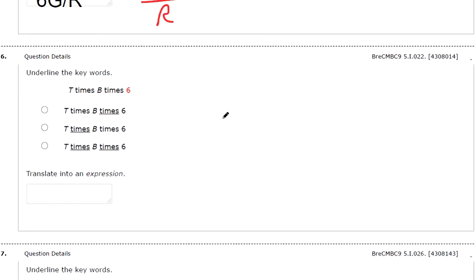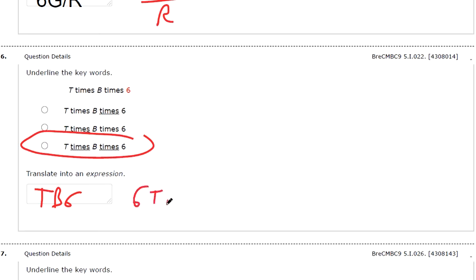Same type of thing here. Underline the keywords. Times is the keyword, so it comes up twice. So you got to underline it twice. So you should be able to type it in just as it is. Or the more conventional way is to write it like this. We usually put the number out front.